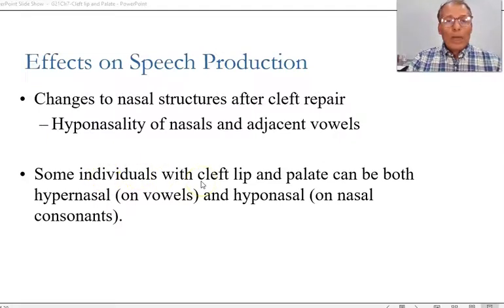But the greatest problem for people with cleft palate is hypernasality, and nasal air emission. That is the greater problem. But in some cases they might have both hyponasality and hypernasality. So the hypernasality will be affecting the vowels, and the hypo will be affecting the nasal consonants. This also might occur after surgery.